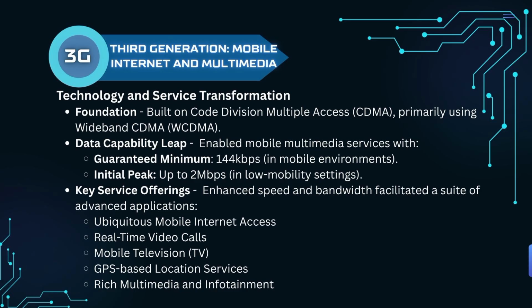3G built its foundation on WCDMA, bringing a massive jump in speed. It guaranteed at least 144 kilobits per second on the go, with initial peaks of 2 megabits per second. This new speed unlocked a suite of advanced services, including true mobile internet, real-time video calls, mobile TV, and GPS services, completely transforming the mobile experience.